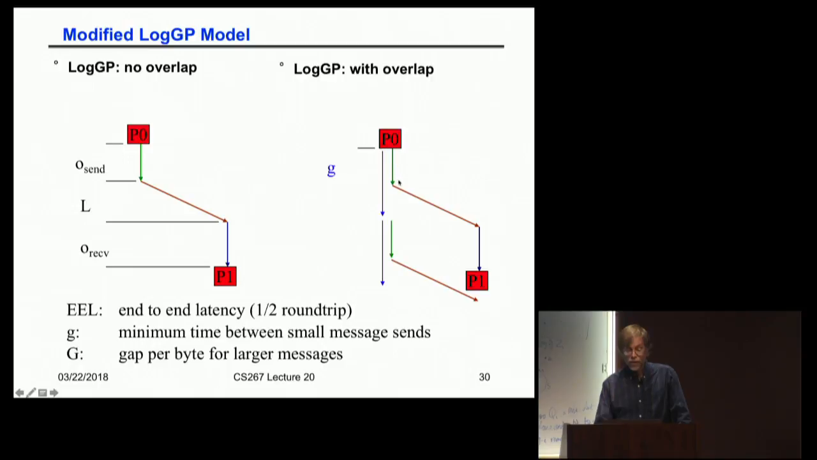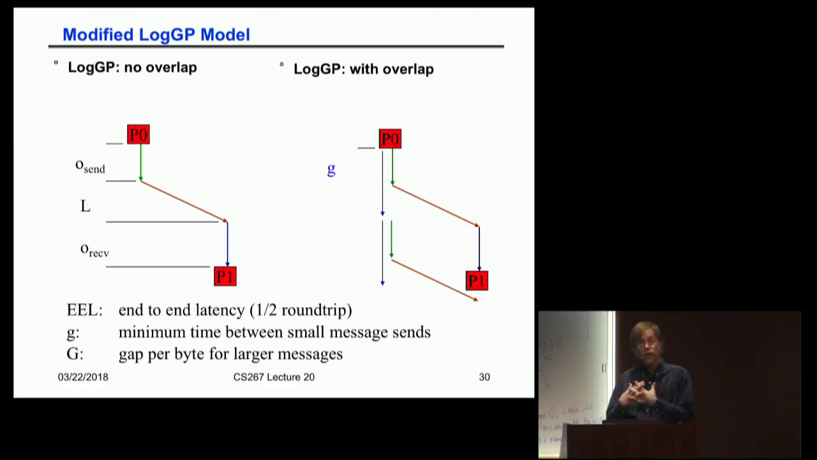And so the total amount of time available for it to do something else is from the tip of that arrow to the tip of the next one. So it's gap minus the send overhead. And so that's the amount of time available for overlapping. And there's different versions of this model depending on whether you're sending large messages or small messages.